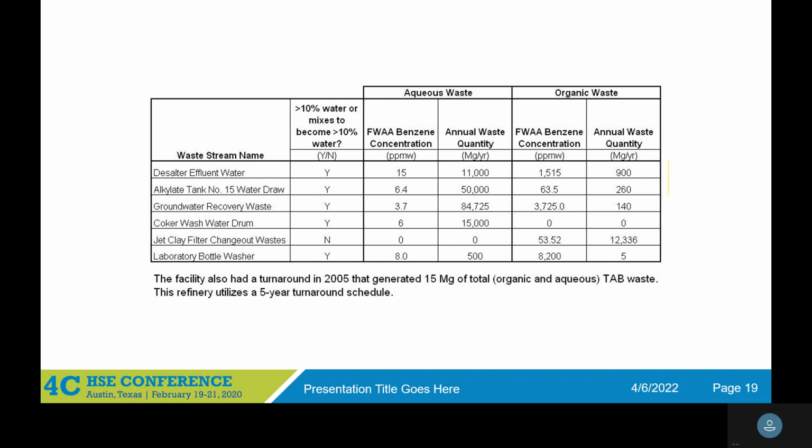Okay? So you have a desalter effluent, an alkali tank water drum, groundwater recovery waste, coker wash drum, clay filter changeouts, and laboratory bottle water. So in addition to that, the facility has had a turnaround in 2005 that generated 15 megagrams of total organic and aqueous waste. The refinery utilizes a 5-year turnaround schedule. So, what's the answer?